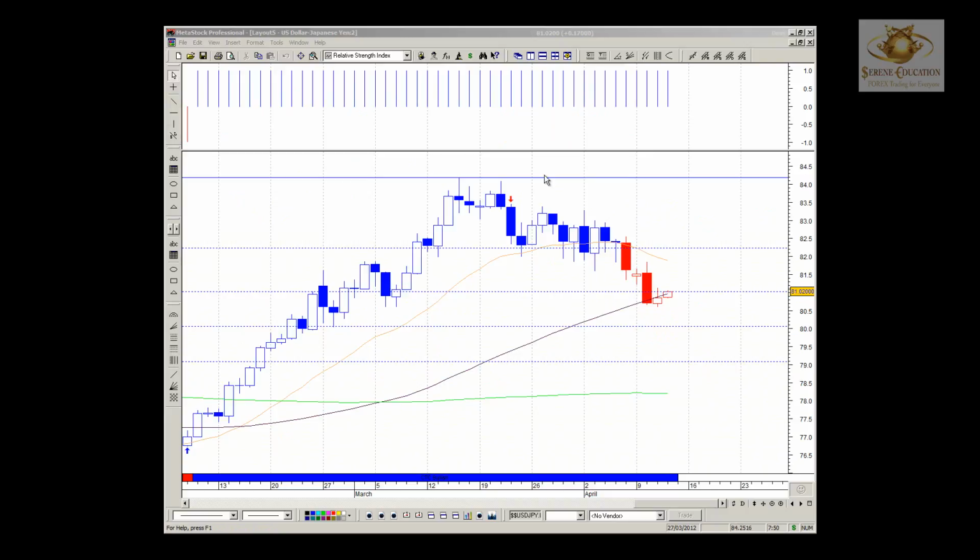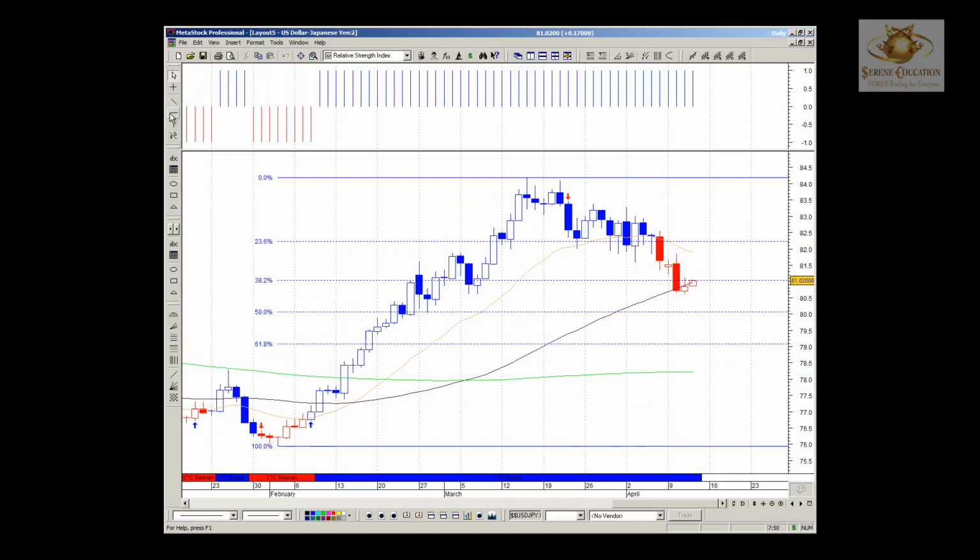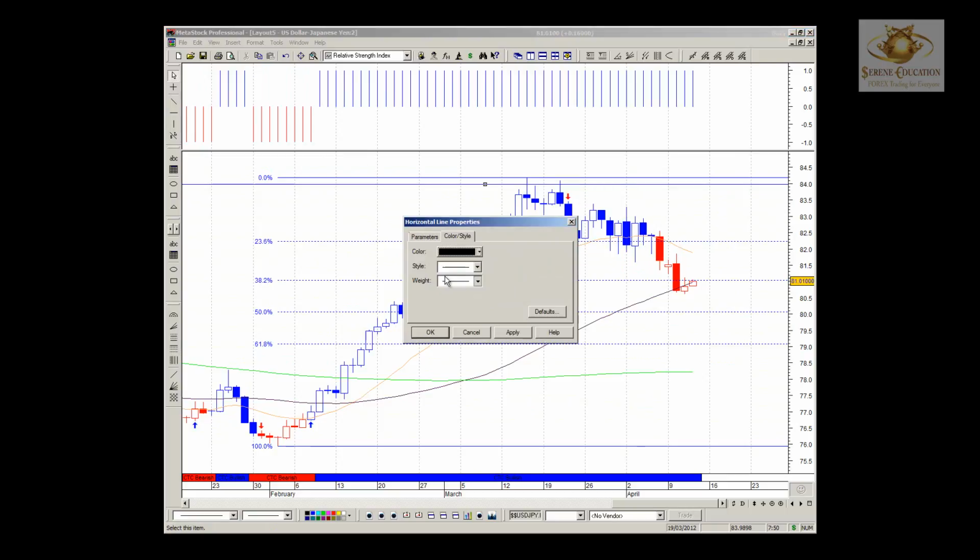Okay, last pair of the day is US dollar Japanese yen. Let's have a look at the daily. You can see that price has really been pulling back after this pair tested the 84.00, which happened to be a very strong price support and resistance level after this massive upside rally that we saw since February of this year.